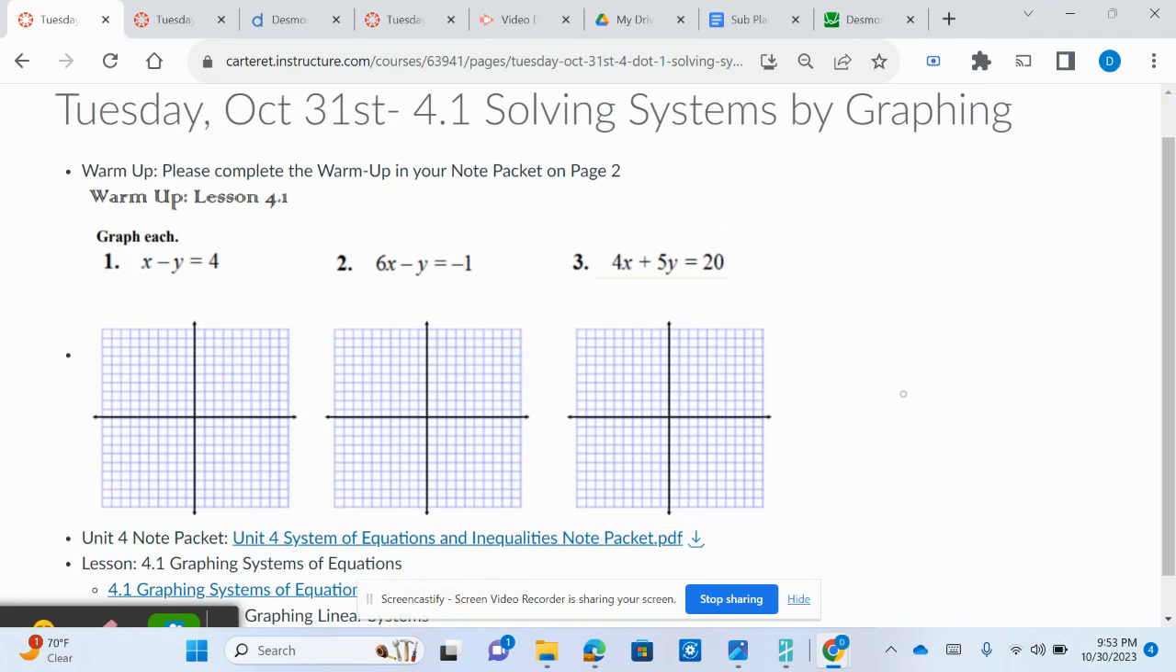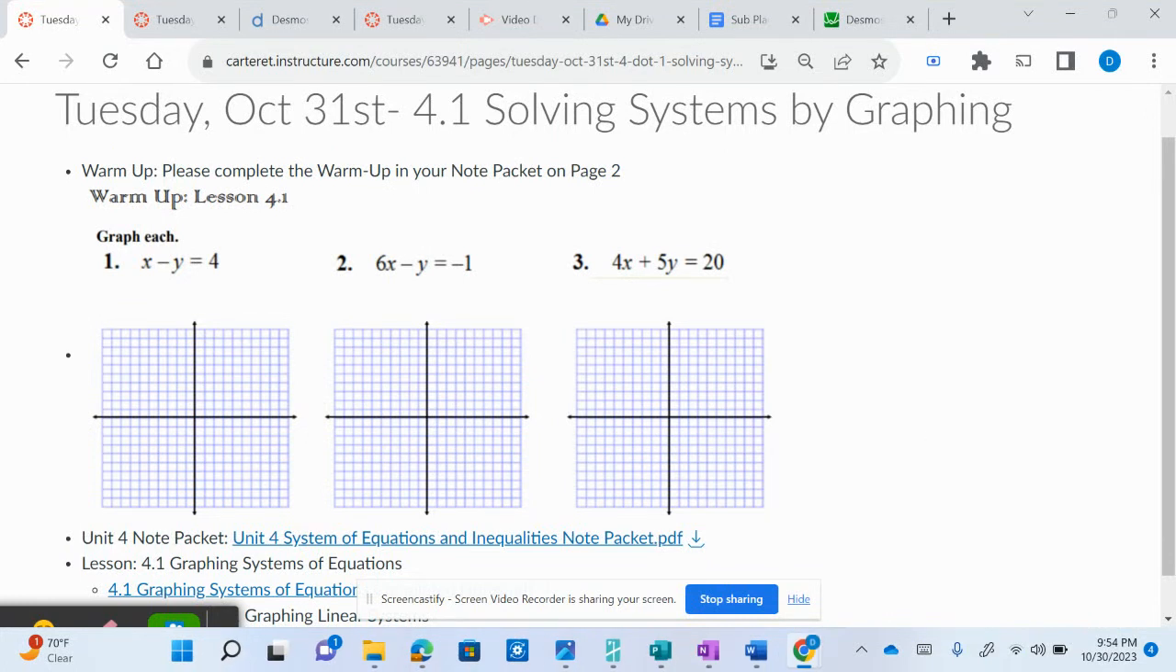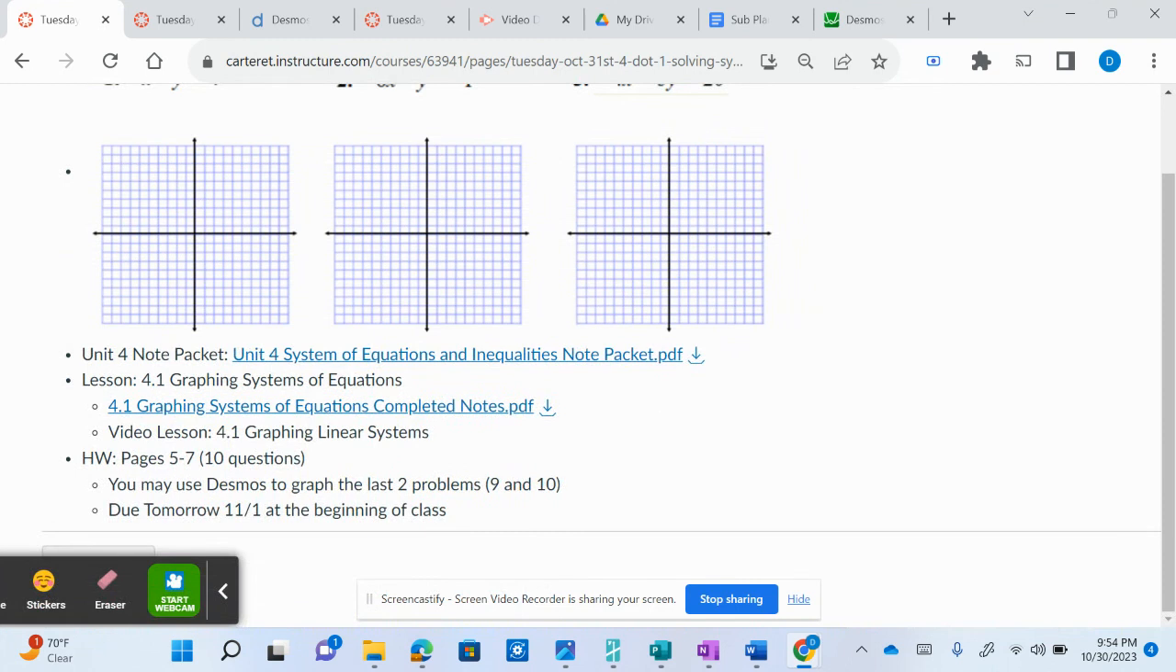So, the first thing that you're going to do today is your warm up. If you look at your Unit 4 note packet, you have a warm up, and I built a warm up into each one of our lessons, I believe. For this warm up, you are just graphing each equation. Probably the easiest way to graph these, for the most part, is to solve for y, and I try to abbreviate that on all of our notes. So solve for y. If you solve each of these for y, remember that you can graph your slope and your y-intercept. And then we're going to jump right into the lesson.